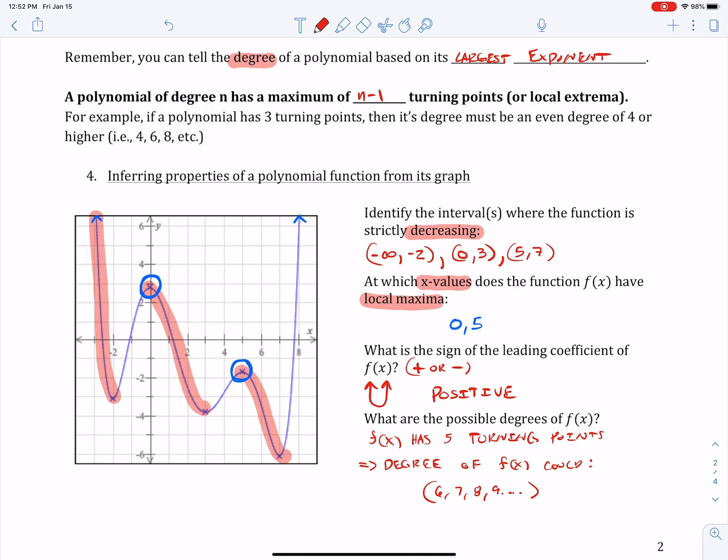And again, this goes back to the point that we're making up here. A polynomial of degree n has a maximum of n minus 1 turning points or local maxima. And it gives us an example. If a polynomial has 3 turning points, then the degree must be an even degree of 4 or higher. So 4, 6, 8. So our turning points were 5, and so our degree could be 6, 7, 8, 9, etc., etc.